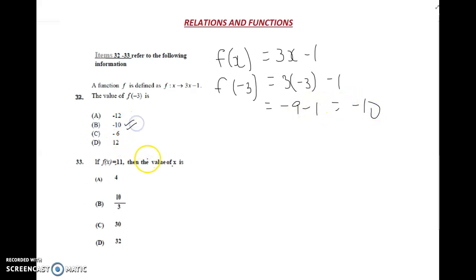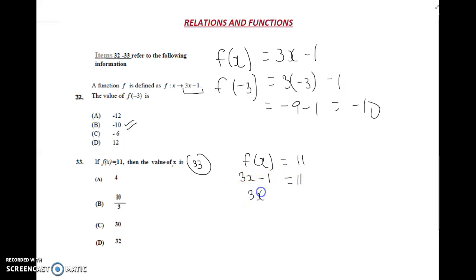But they also linked it to another question here, which is number 33, right? Look what they said. If f of x equals 11, then you want to find the value of x. So f of x is equal to 11. What is f of x? f of x is 3x minus 1. So 3x minus 1 equals 11.